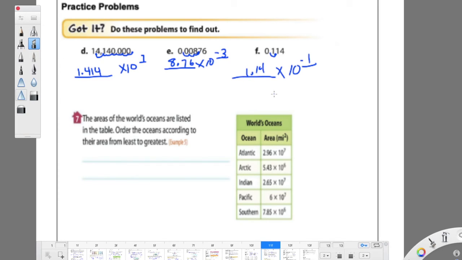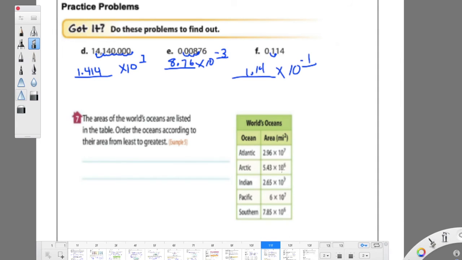All right. So now the areas of the world's ocean are listed in the table. Order the oceans according to their area from least to greatest. So what we want to do is look at the exponents for the most part. So we want to go through, and I'm going to zoom in on my other screen here because that's a little blurry. Apologize. I thought one of those was a 5 already. So this is a 6, 7, 7, 7, and 6 again.